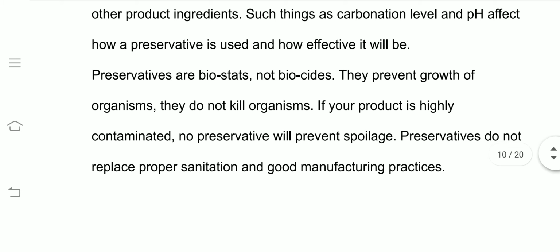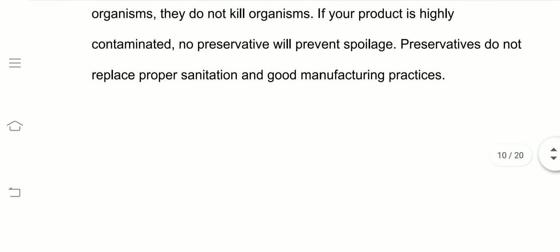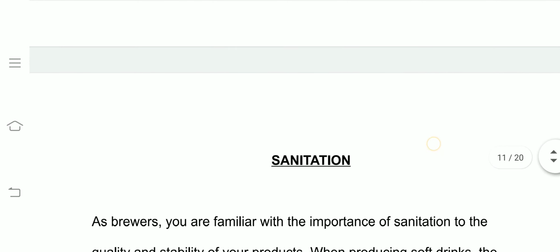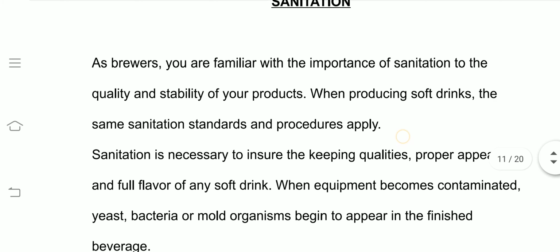Now, preservatives are biostats, not biocides. What does it mean? They prevent growth of organisms, but they do not kill organisms. Biocides are killers of organisms and biostats are preventers of growth of organisms. So, preservatives are used to extend the shelf life of the carbonated drink.